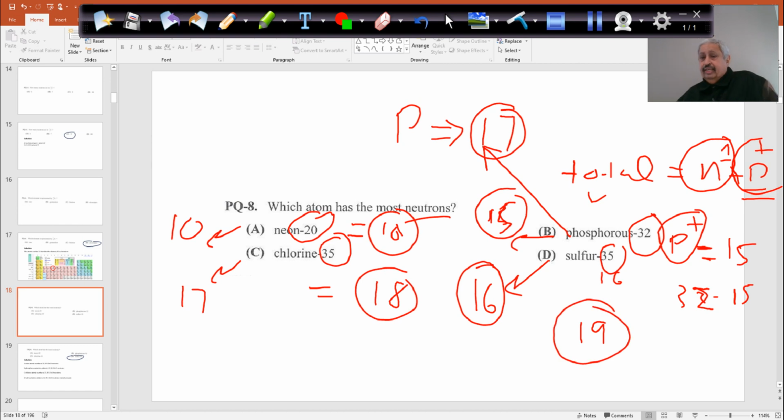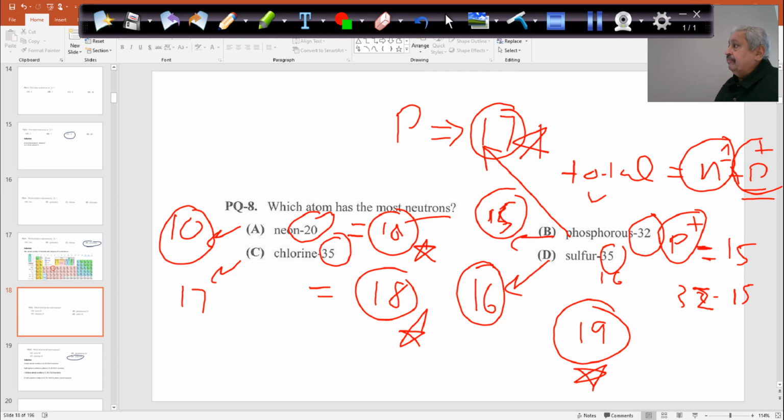So which one is the largest one? You have 19. You have 17. You have 10. Correct? That's 10. You have 18. Which one is the largest one? Which one? D, correct? Sulfur.